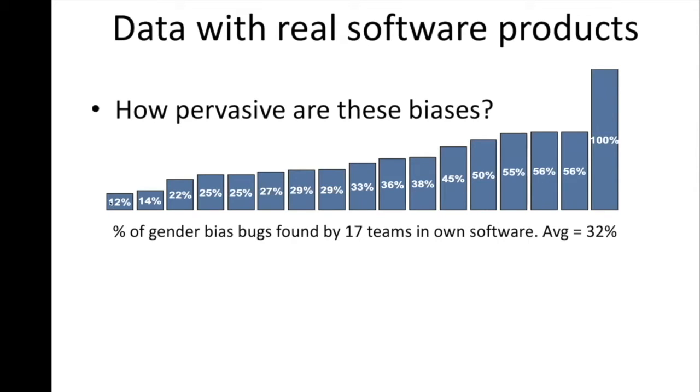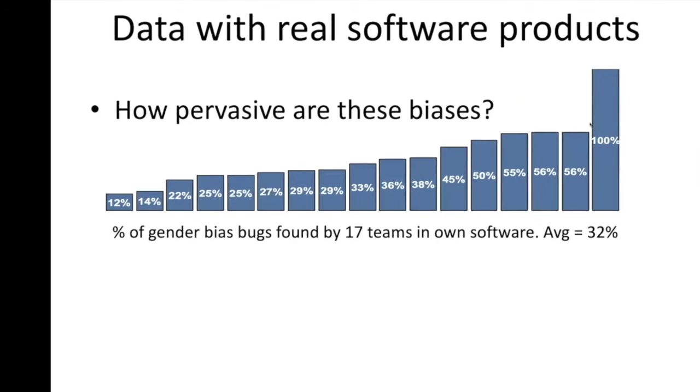The lowest percent was 12%. What that means is 12% of the features they looked at through that walkthrough, they found gender bias bugs. The highest average was what? Anybody read this? What's that little number? What's that say? 100%. Every single feature they looked at, they found a problem.